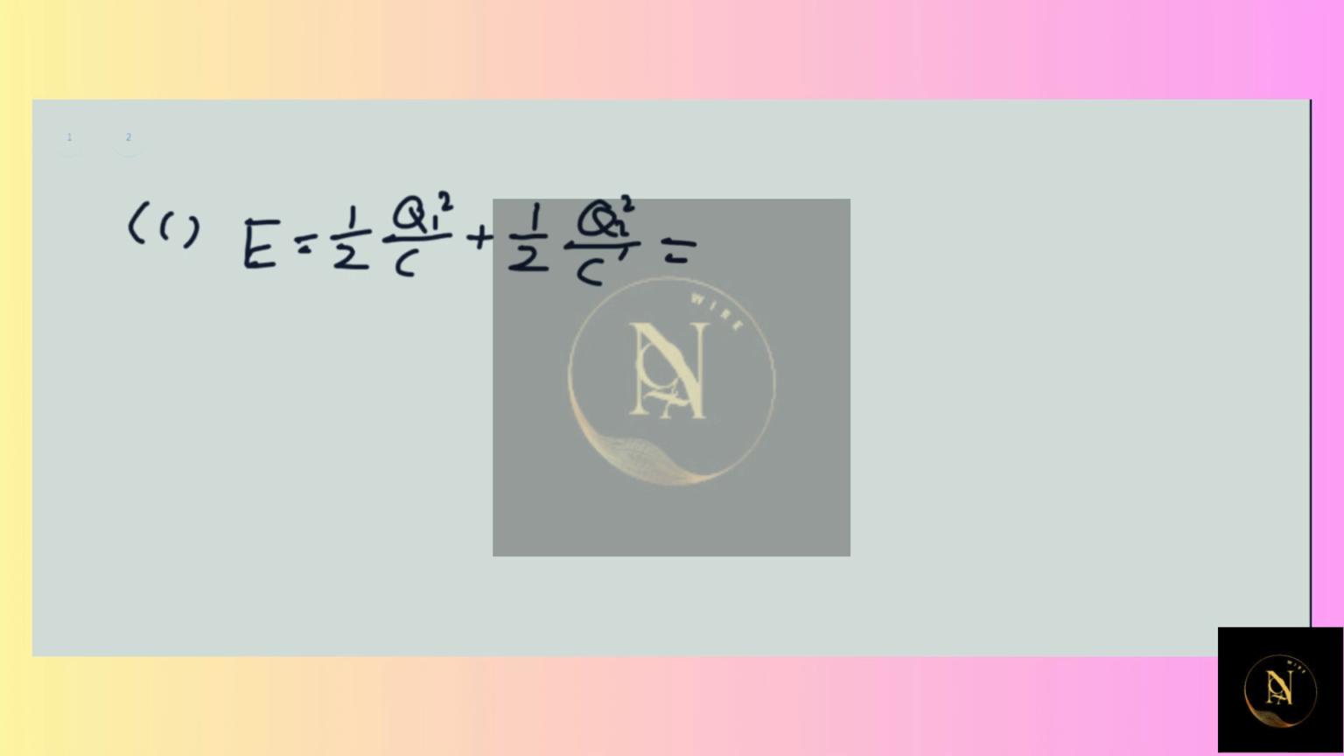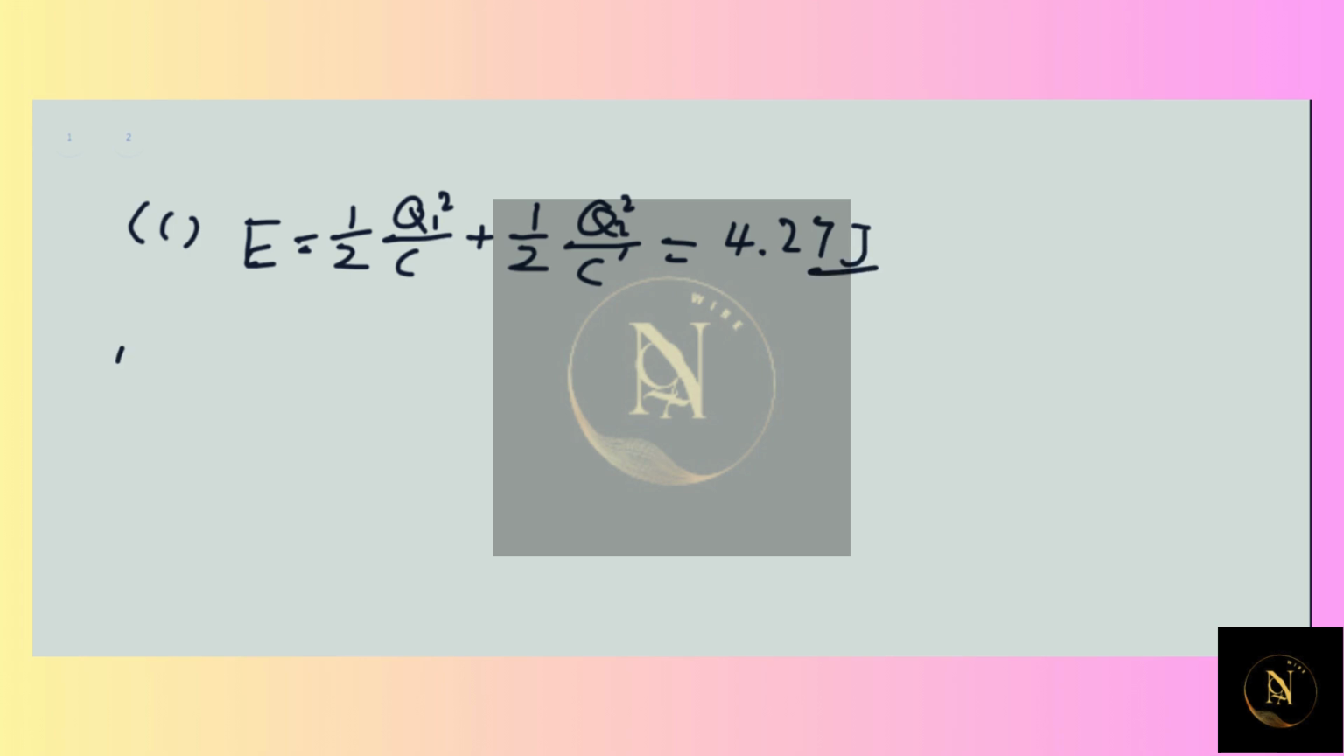And in part C, we want to know the final energy of the system. So the final energy has expression E equal half Q1 squared over C plus half Q2 squared over C prime, right? Because we already have the values for Q1 and Q2 from the previous solution, and we also have C and C prime, you can do the calculations in a straightforward way, and this gives you 4.27 joules.